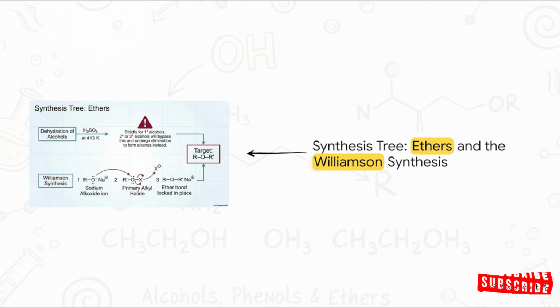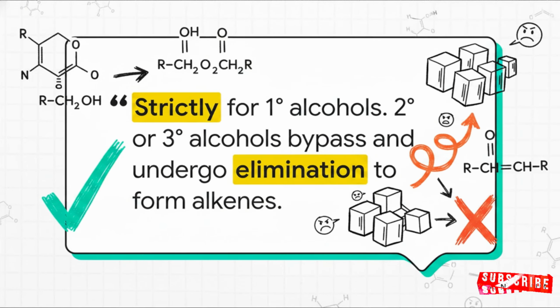When it comes to building ethers, the go-to is the famous Williamson synthesis. This is an SN2 reaction where a sodium alkoxide ion attacks a primary alkyl halide, perfectly locking that new ether bond into place. But you really need to pay attention here because there is a massive, classic exam trap lurking in this exact step. When you're trying to synthesize ethers this way, remember this rule.